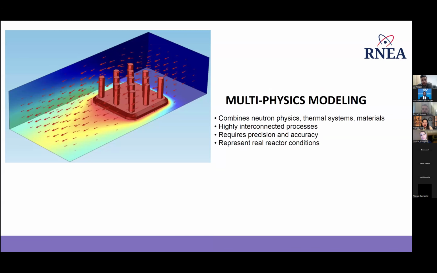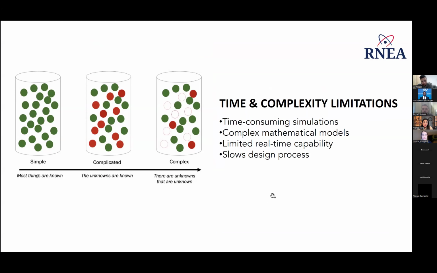So let's talk about time, complexity, and limitations. Traditional methods rely on advanced mathematical equations and numerical solvers. This is very useful, but it is difficult to speed up because it is time consuming. The more realistic the model becomes, the more complex the mathematics becomes. This makes it harder to perform simulations quickly. Another issue is that traditional methods often do not support real-time capabilities. They are excellent for detailed study, but not always suitable when we need a very quick answer during operation, monitoring, or rapid design updates.